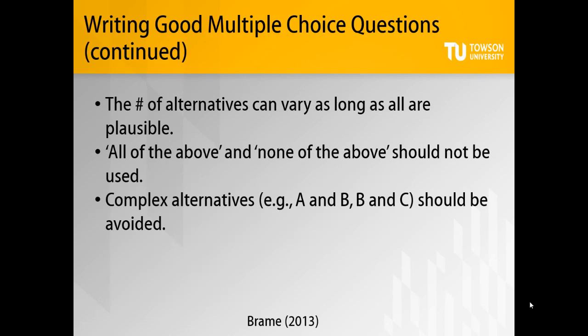Finally, the number of alternatives can vary. Research has not shown any additional improvement in psychometrics as the number of alternatives increases beyond 3. Because test-wise students can get them right without actually knowing the course material, the use of all of the above and none of the above as alternatives is not recommended.